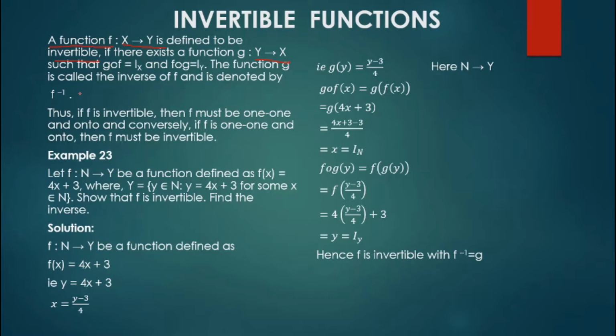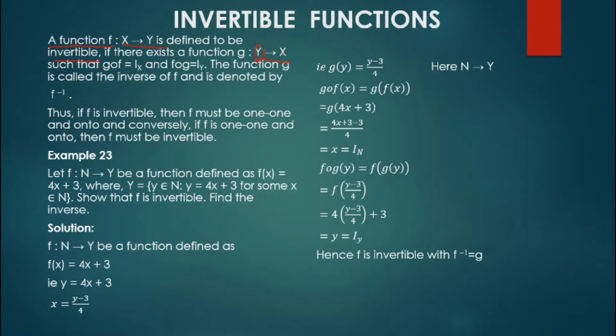In a simple way, first I'll explain the invertible function. Here we have function f, from X to Y, defined to be invertible if there is a function from Y to X. Now here X is your domain and Y is your codomain. So when your function is reversed, your codomain will become domain. Just check, here it is Y, which was codomain, and here it has become domain, and X has become codomain.